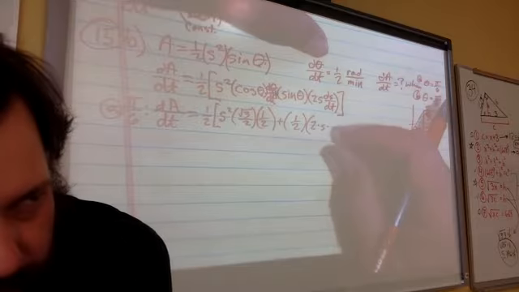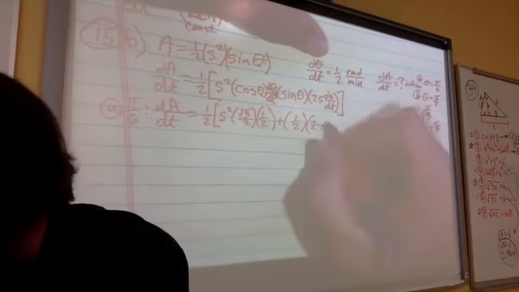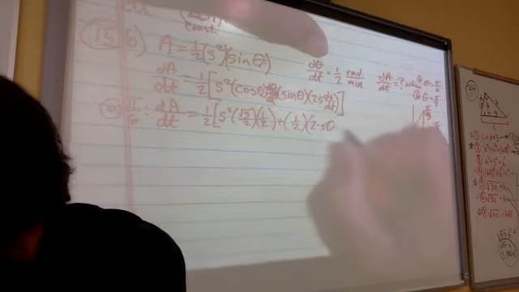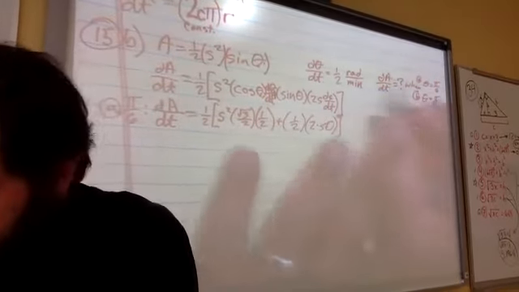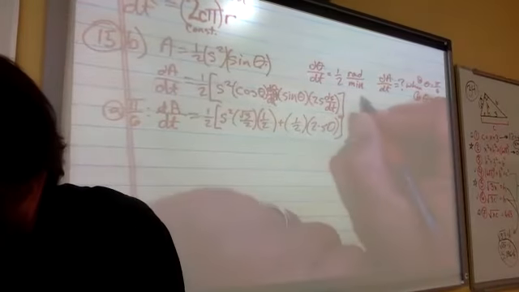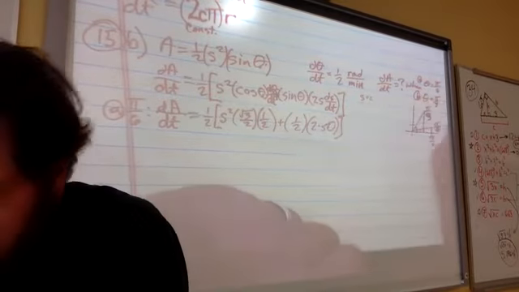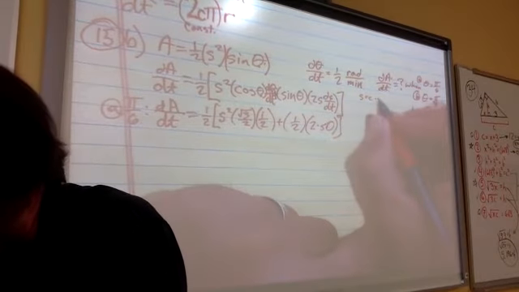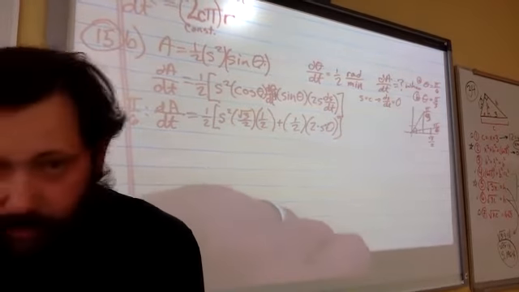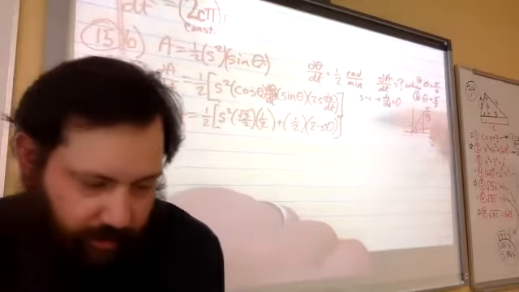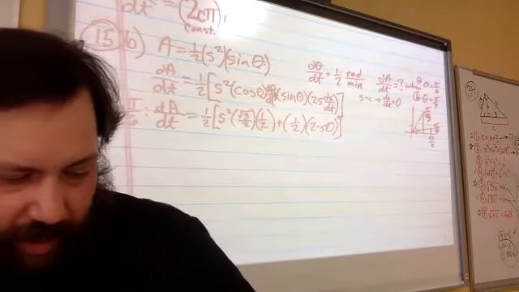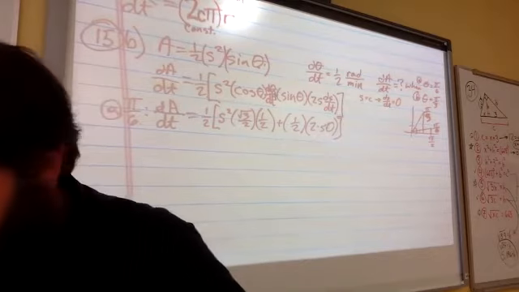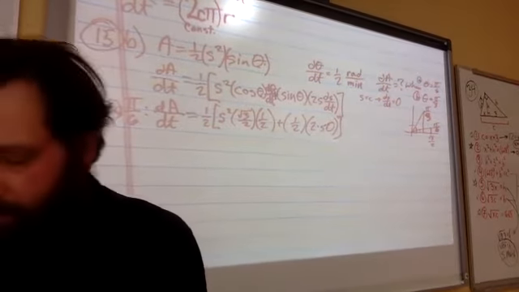Aaron, that'd just be 0, right? Yeah, it's all 0. Since s is a constant, it follows that ds/dt is 0. How do we know s is a constant? You read the words in the problem. It says two sides of constant equal length s.